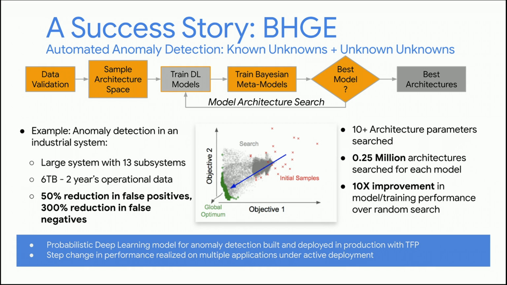So TensorFlow Probability is widely used within Alphabet, including Google Brain and DeepMind. It also is used externally. One of the earliest adopters is Baker Hughes GE, and they use TFP to basically treat models as random variables for purpose of detecting anomalies.